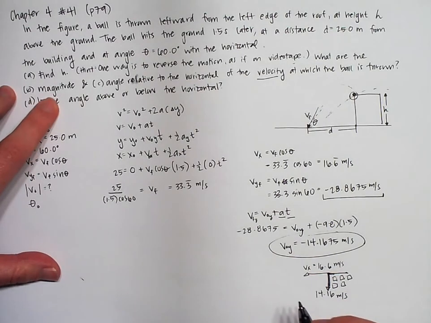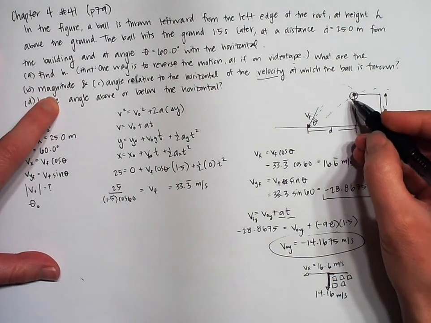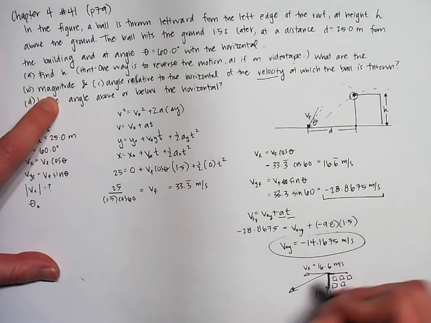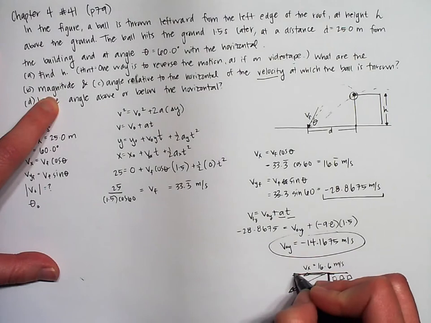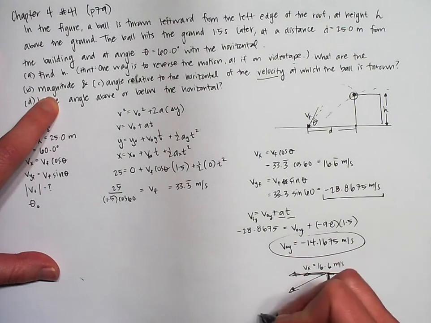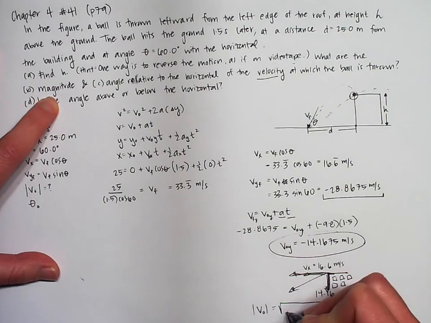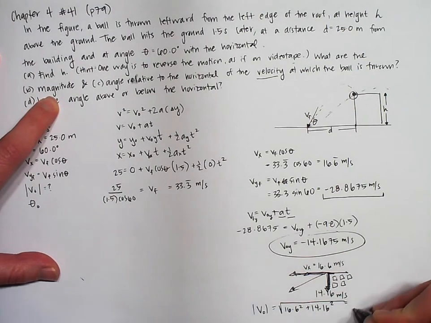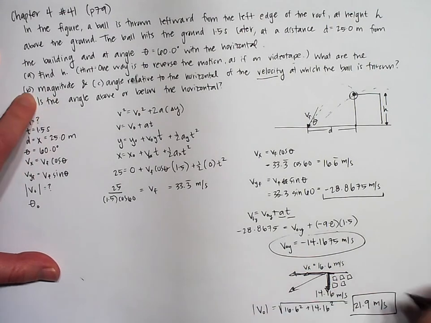So if I want to know the magnitude of my velocity at which the ball is thrown, all I have to do is use the Pythagorean theorem here to figure out what this actual velocity is. Sorry, that was not to scale. Let's make that better to scale. There we go. So my V initial magnitude is going to equal the square root of 16.6 squared plus 14.16 squared. And if we work this out, that will equal 21.9 meters per second. So here is the answer to part B.